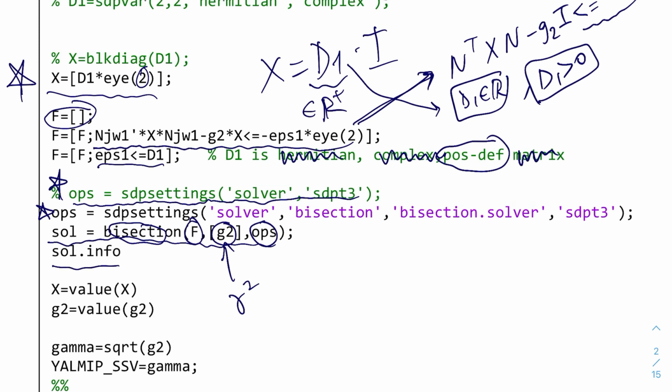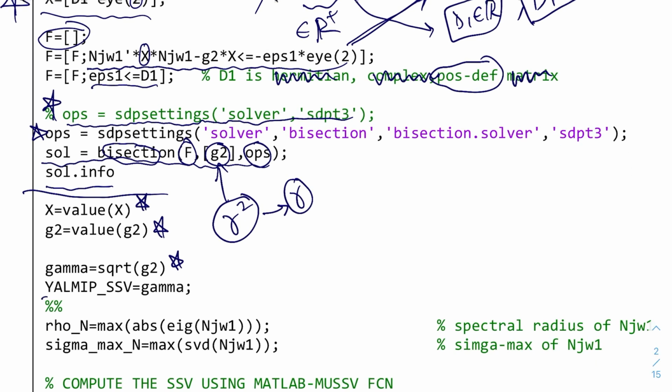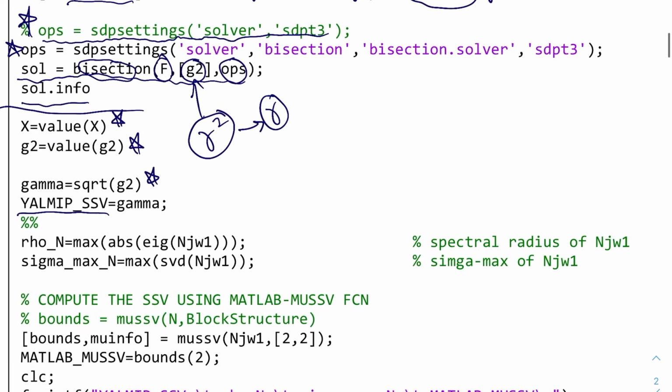Then we can look at the sol.info to see if there was some mismatch or any problems. After we get the solution, we look at the x, then G2, and don't forget to take the square root of G2, because we have gamma square and we'd like to have gamma. I call it YALMIP SSV because this is the SSV value that YALMIP gave us.